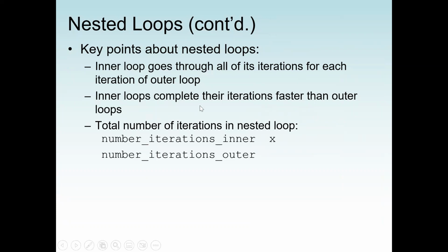Now, inner loops also complete their iterations faster than the outer loop. So the total number of iterations in a nested loop will be the number of iterations in the inner loop times the number of iterations in the outer loop. So you can see that if we count all the asterisks, it will be 50, because we have, again, 5 rows, 10 columns. So 10 times 5 is 50.